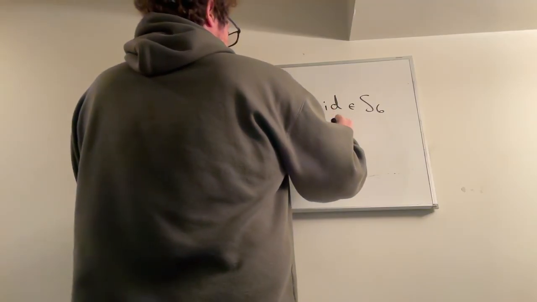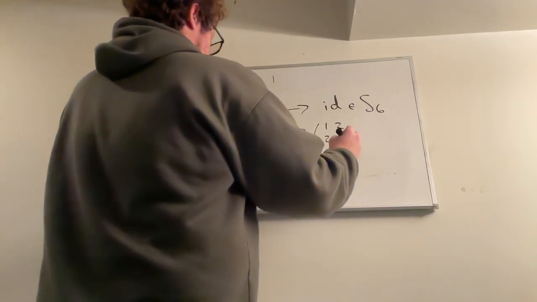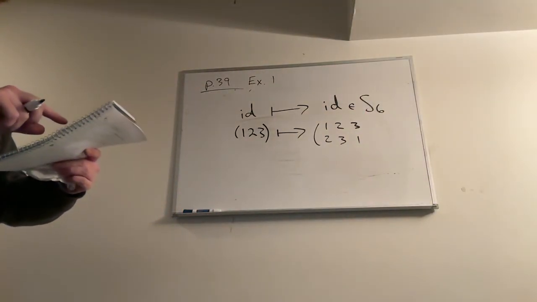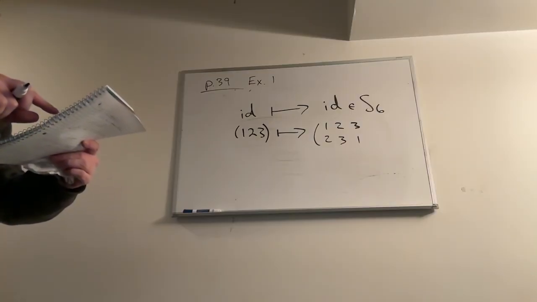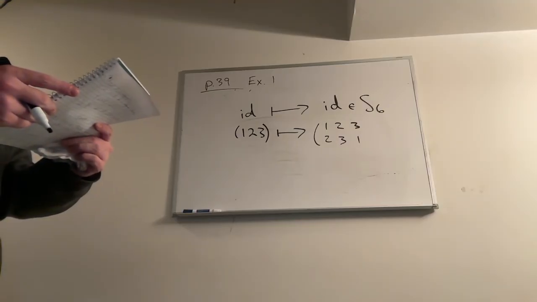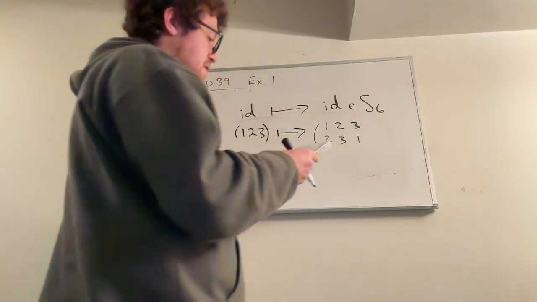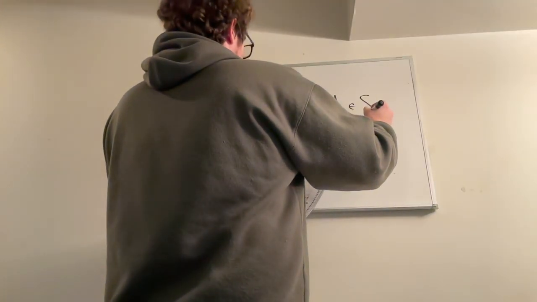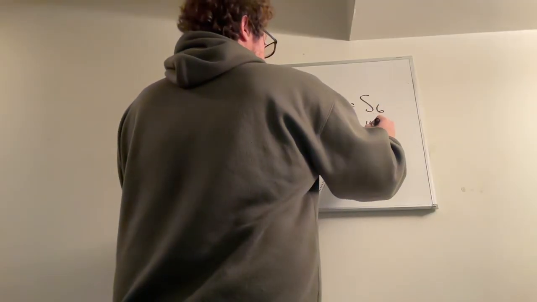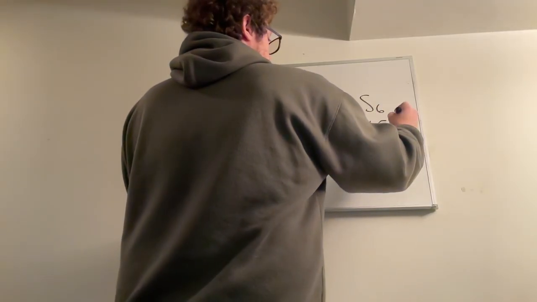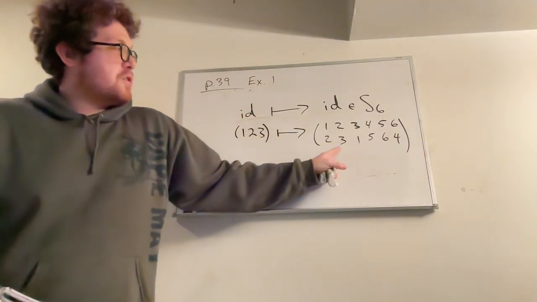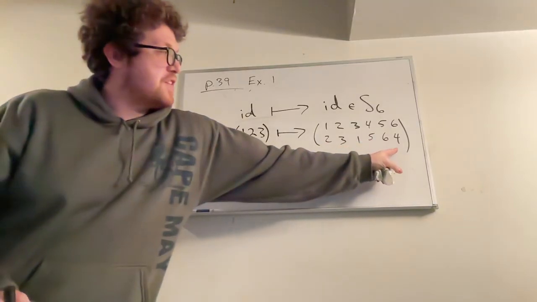So 1 goes to 2. Second element goes to the third element. The third element goes back to the identity, which was the first element. Fourth goes to the fifth, fifth goes to the sixth, and sixth goes back to the fourth. Right, so it's actually the product of 2 cycles. (1 2 3) is cycling here, and (4 5 6) is cycling over here.